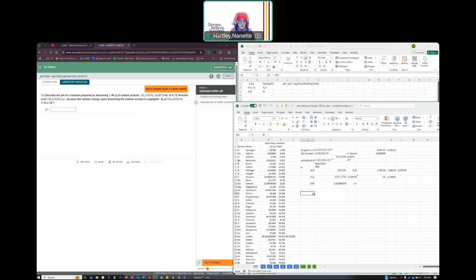And so if I wanted to calculate the molecular weight for the NaCH3COO, I can do the Na, which is that Na right there, plus 2 times the carbon, plus 3 times the hydrogen, plus 2 times the oxygen.